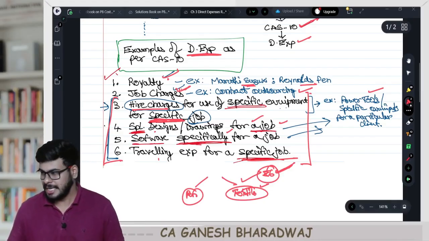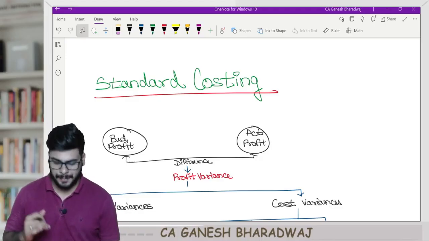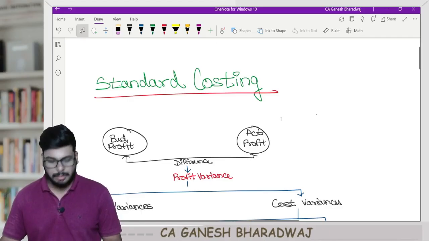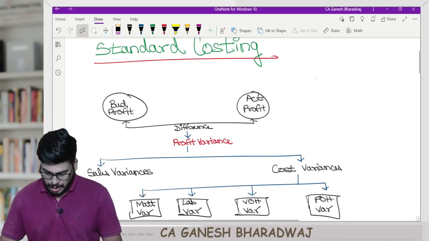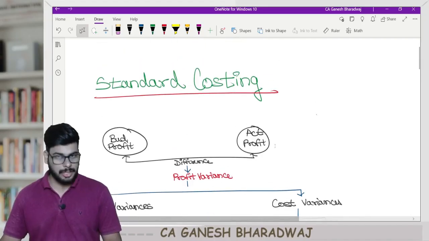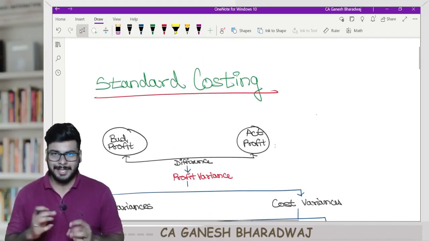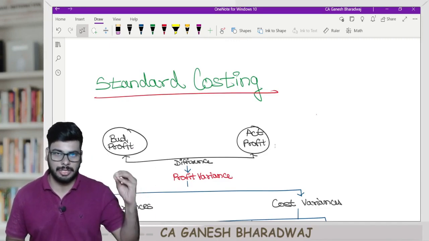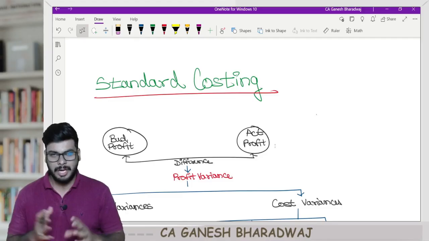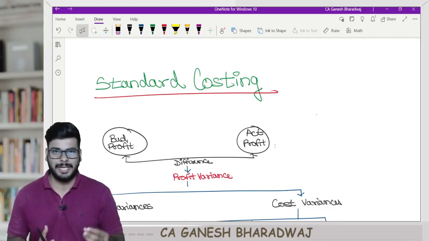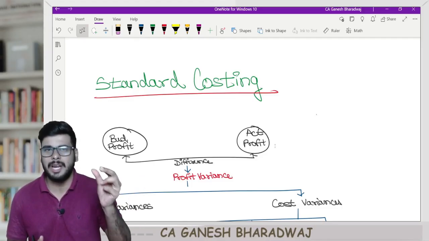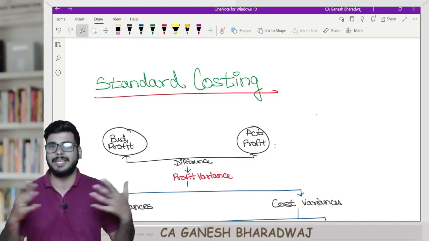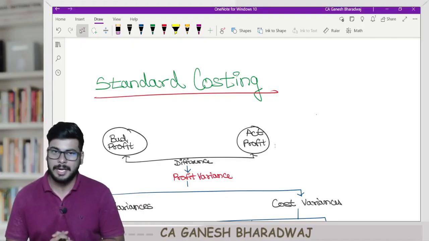Now let's move on to the next one, standard costing. Right? Now, guys, before we move into the revision of standard costing, let me tell you a few things about this chapter. Number one, this chapter, standard costing, is a common chapter between paper 8 cost accounting and paper 12 management accounting. But syllabus wise, in cost accounting, there is only a very limited portion of this chapter. Whereas in management accounting, the entire chapter, the entire concepts involved in standard costing, is there.